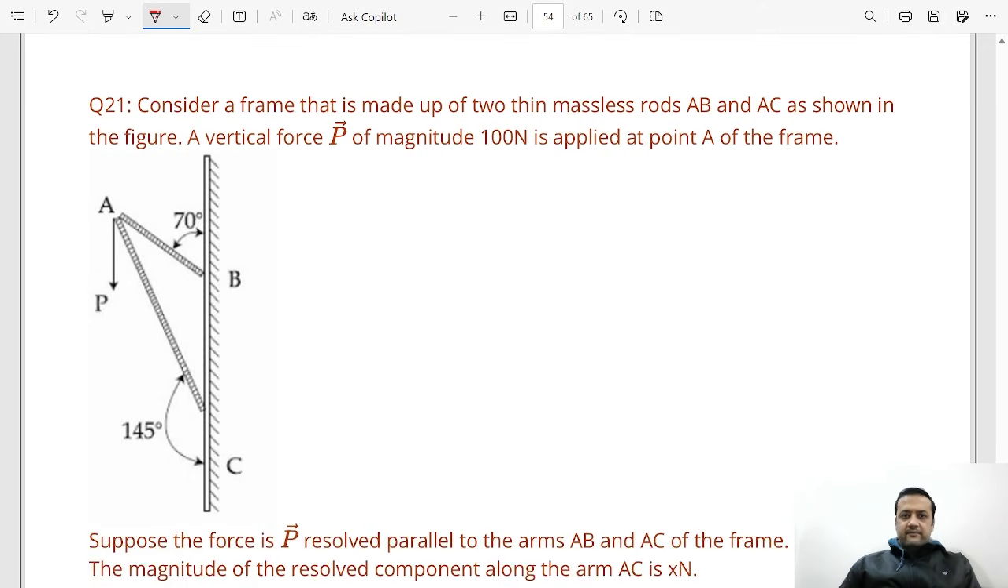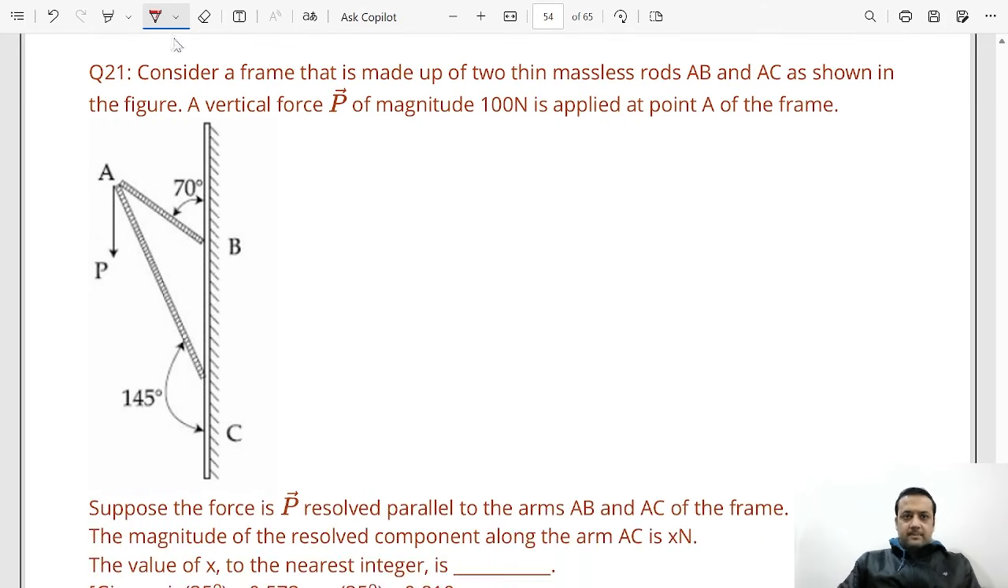Here, consider a frame that is made up of two thin massless rods AB and AC. As shown in the figure, a vertical force P of magnitude 100 is applied at the point A. Suppose the force P is resolved parallel to the arms AB and AC of the frame. So this is the arm AB and this is the arm AC. The magnitude of the resolved component along the arm AC.